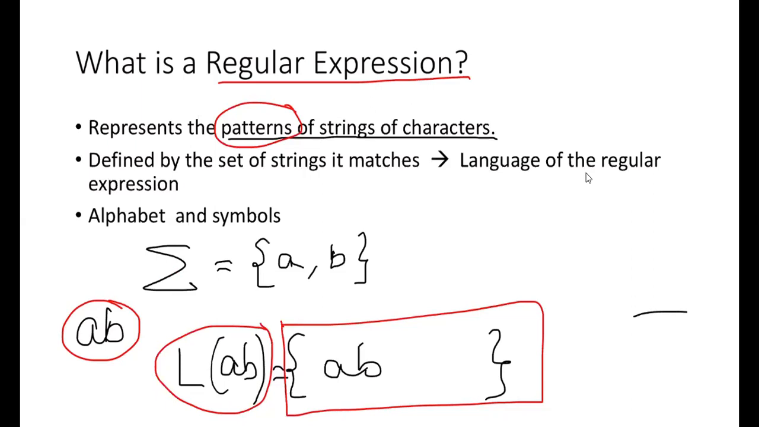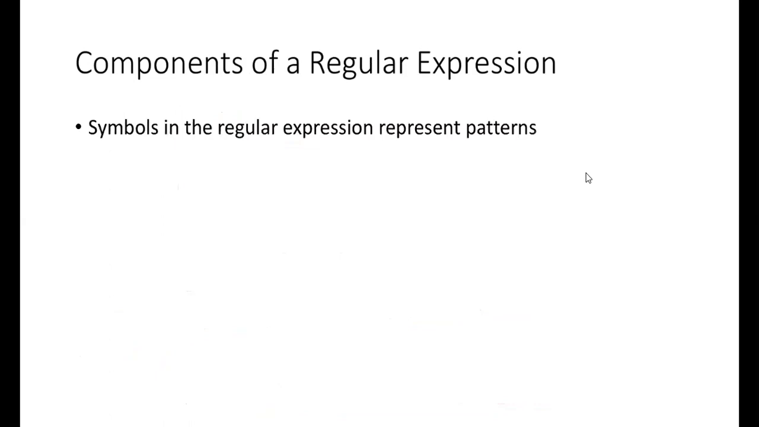Now, moving on, let us see what the components of a regular expression are. Firstly, the symbols in the regular expression represent patterns. So what are the symbols? Like I mentioned, if the alphabet sigma consists of the symbols A and B, then A and B are symbols of that particular language, and these symbols will be used to form the regular expression.